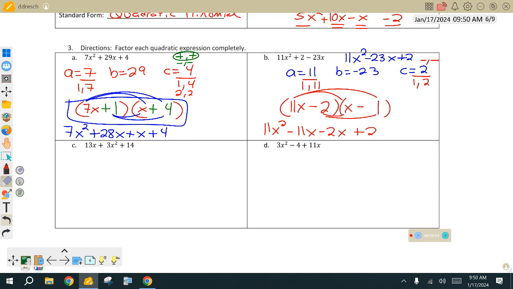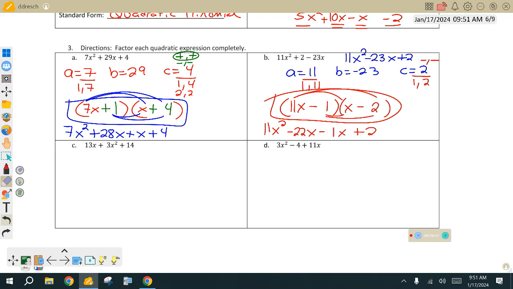So the correct answer should be 11x what? Minus 1 and x minus 2. So now I'm going to go back around and say 11x minus 2 is what? 22x. And negative 1x right there. And what does that give me now? Negative 23x. There we go. That's my factor form. That's all we can say. Okay?